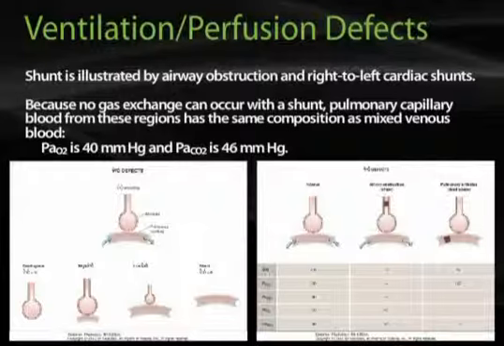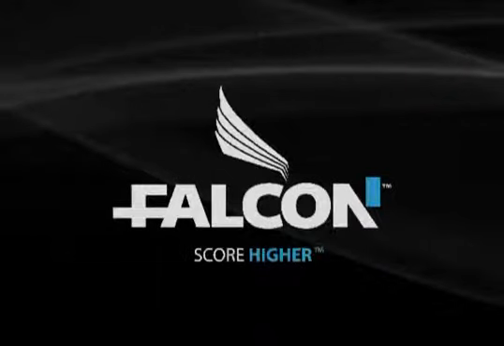An example of the shunt is illustrated by airway obstruction, atelectasis, or by right to left cardiac shunts. Because no gas exchange is occurring with the shunt, the pulmonary capillary blood flow from these regions has the same composition as mixed venous blood, an arterial O2 of 40 and an arterial CO2 of 46. We can tell a patient has some component of shunt if we give 100% oxygen and this venous blood that's returning to the left heart and diluting the oxygenated blood can't be accounted for by increasing the oxygen of the inspired air.